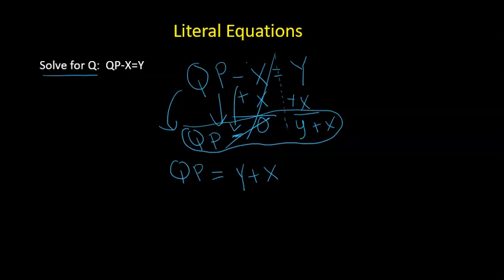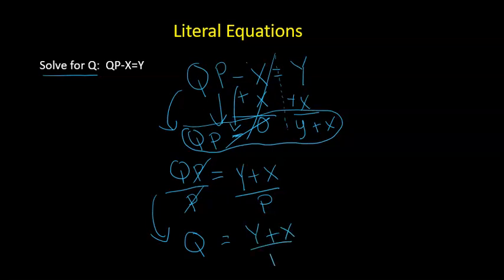What do I do next? Well, maybe we can get rid of that P. It's being multiplied against Q, so we're going to do the opposite, which is division. Get rid of that. So it becomes Q equals Y plus X over P. That's my final answer, right?